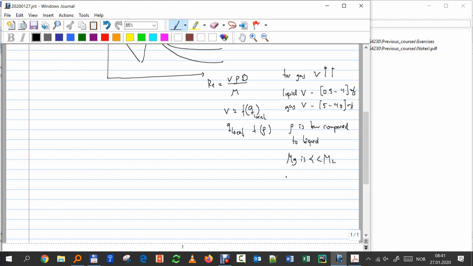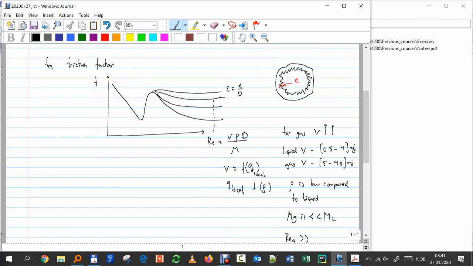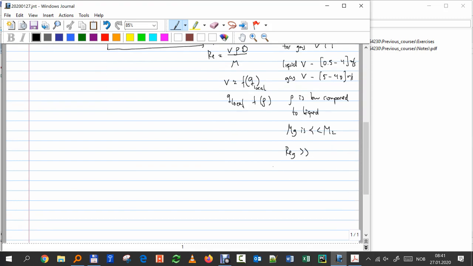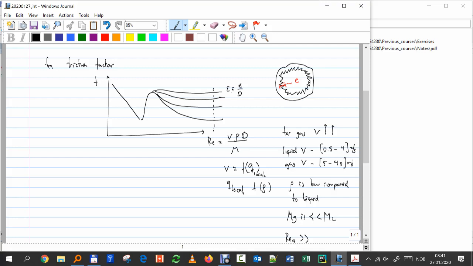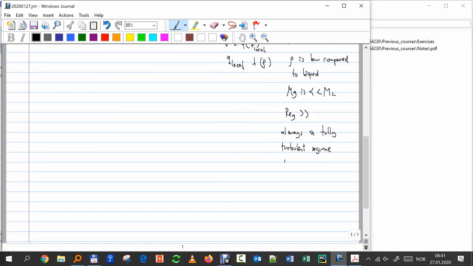Okay, therefore the Reynolds number of the gas is very, very high. So that means that you will always be in this range, in the fully turbulent regime. And in the fully turbulent regime, it's not a function of velocity anymore, but it's only a function of the roughness, right? The relative roughness. So there, the friction factor is only a function of this epsilon.